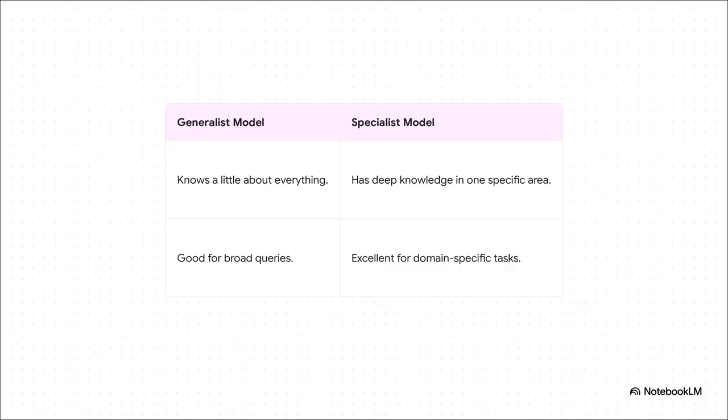And this really nails the difference. A generalist model is fantastic for a quick search or a broad question. But a specialist model, that's your pro. That's the expert you turn to for the really specific stuff, like analyzing legal documents, or, as we're going to see, being an amazing customer service agent. And our mission today is to build that specialist.